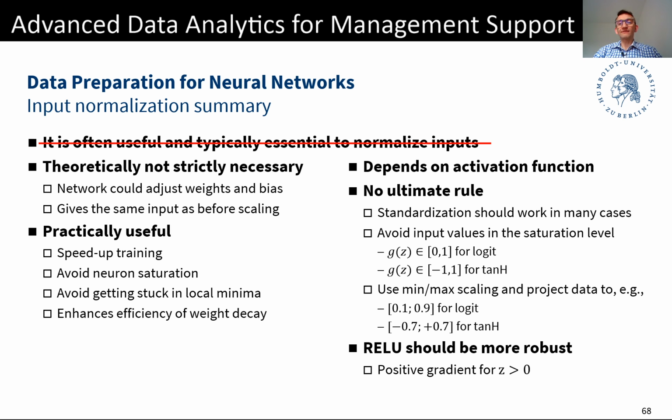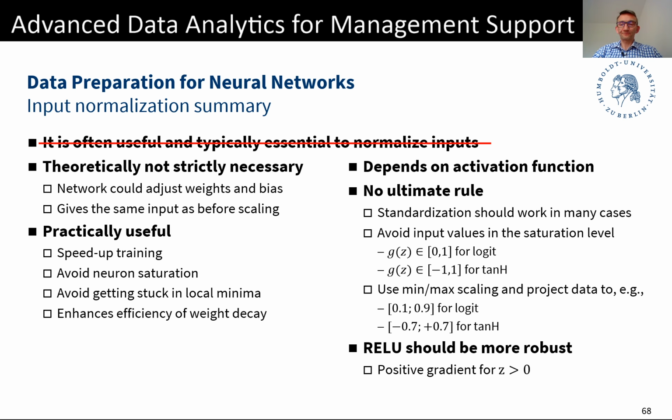You can make the case that it should not be needed theoretically. Theoretically, the neural network should be able to adjust the weights and the biases, don't forget the biases, you have these as well, in such a way that you can still learn the different value ranges of the input features and then input them in raw format.